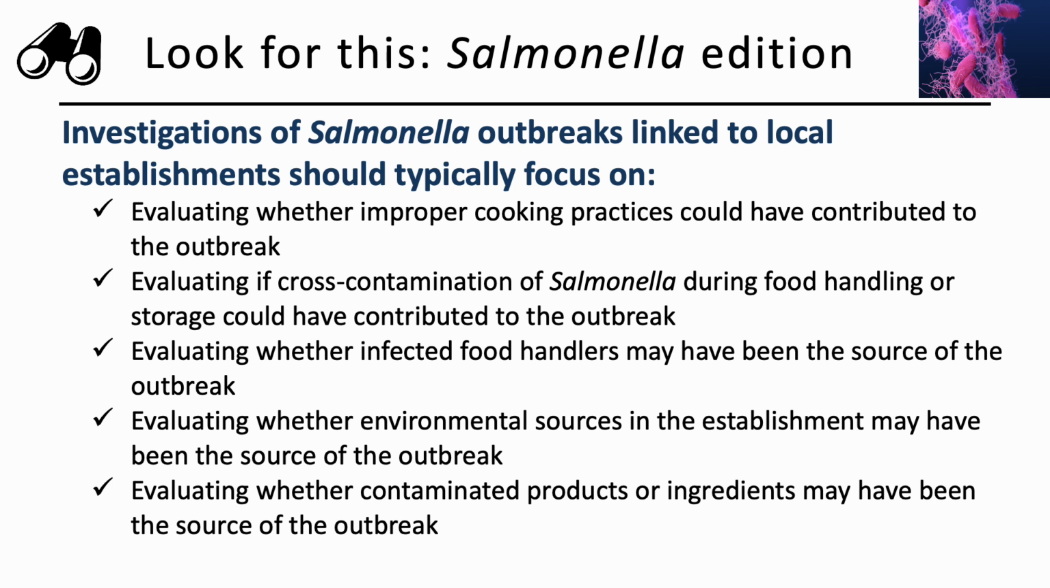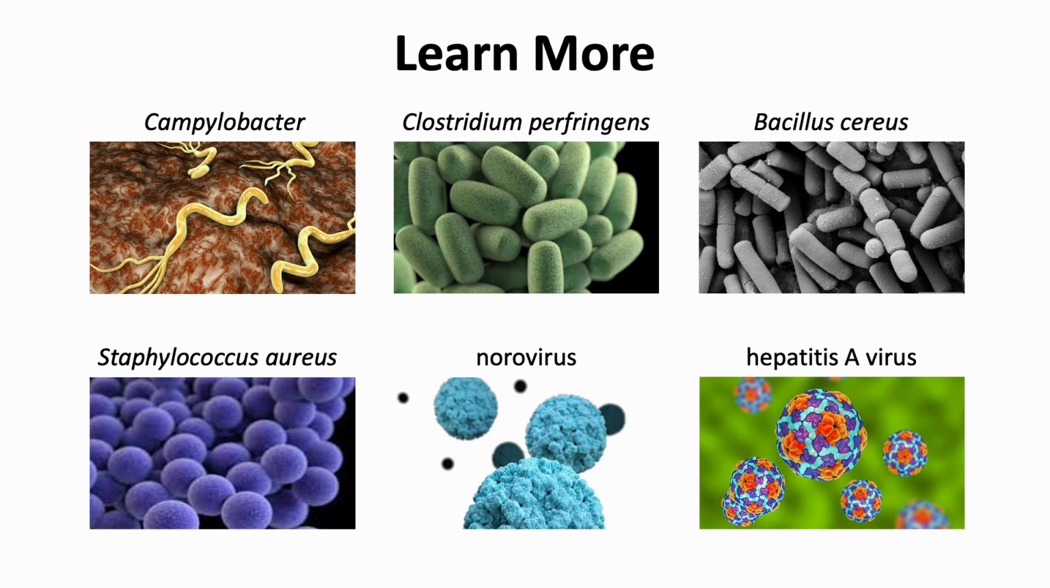In summary, in this presentation, we have covered some of the specific characteristics of Salmonella, as well as 5 key areas that are relevant for environmental health investigators to consider when investigating Salmonella outbreaks linked to local establishments.